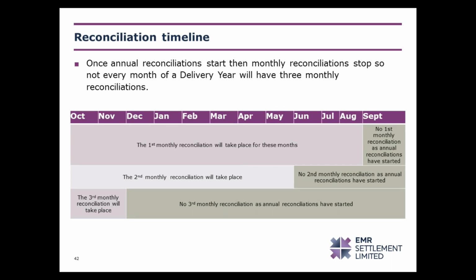December, January, February, March, April and May, they have the first monthly reconciliation and the second one, but no third monthly reconciliation, because that's when the annual ones have already started. June, July, August only have 1 monthly reconciliation, but then at September, because that's the end of the delivery year, there's no first, no second, and no third monthly reconciliation, because the annual ones have started. So you still get the whole redetermination and the invoices and the credit notes being issued, but as part of the annual process, rather than having the 2 in parallel.